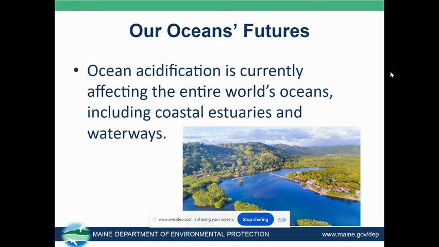Okay, so we are seeing the effects already across the oceans, but where it's going to be affecting us more than anything else is along the coasts. So the coastal estuaries, which are the interactions between where freshwater and ocean water meet and the marine life at that area, and then the waterways where we're doing our fishing and transportation, we're going to see effects right there.